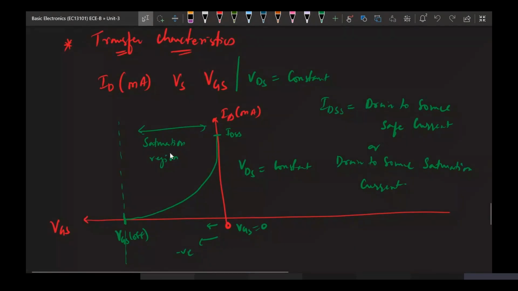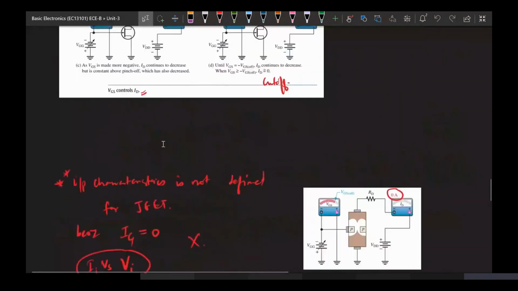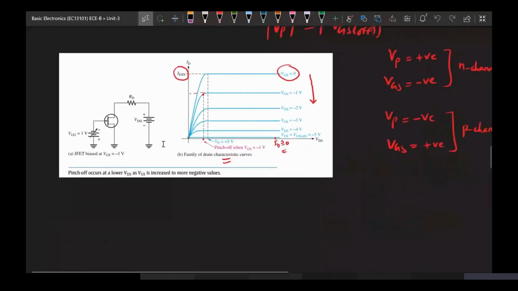So why is it called saturation region? Because the current in this saturation region is constant. Okay, so this is the output characteristics, or we call it drain characteristics. Here the current is constant, so it is active region, or we also call it saturation region. Active or saturation, and this region is called your ohmic region. So below this we are calling it cutoff region. Okay, so below this it will be cutoff.